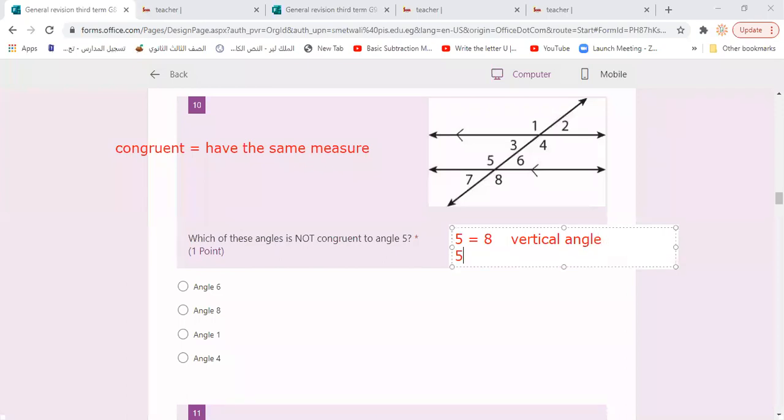What else? Angle 5 will be equal with angle 1. What is the reason? Corresponding angles. Is there another angle equal to angle 5? Angle 4, yes. Which reason? Alternate interior, yes.